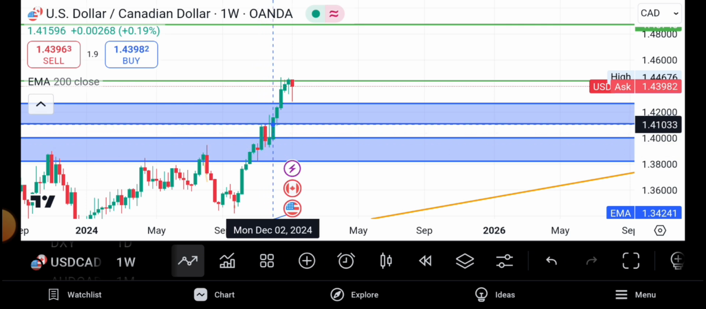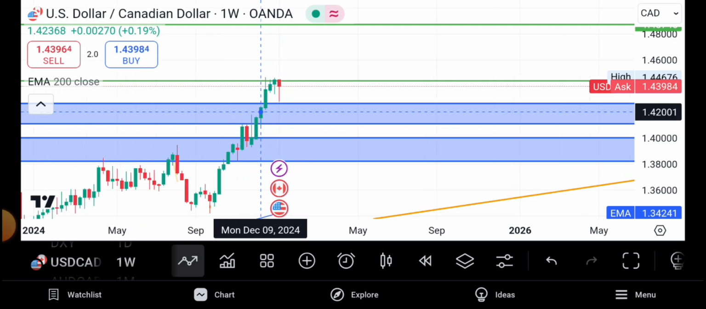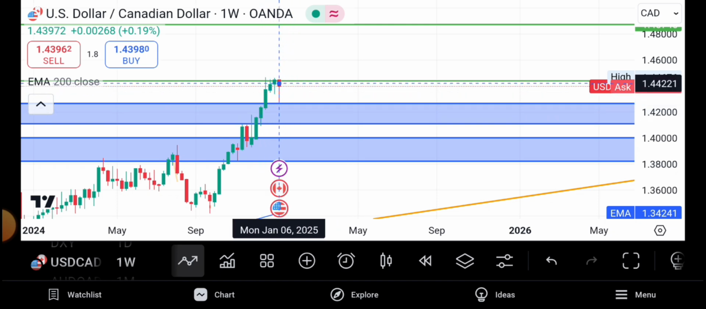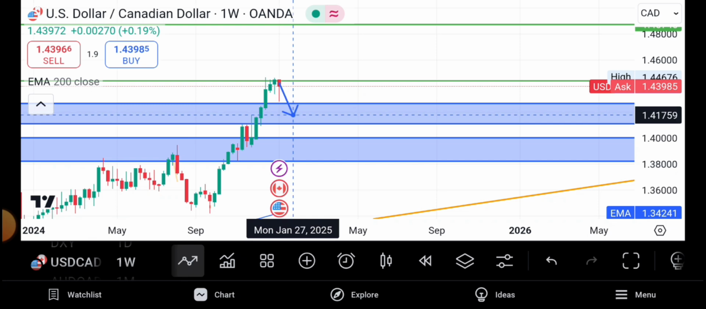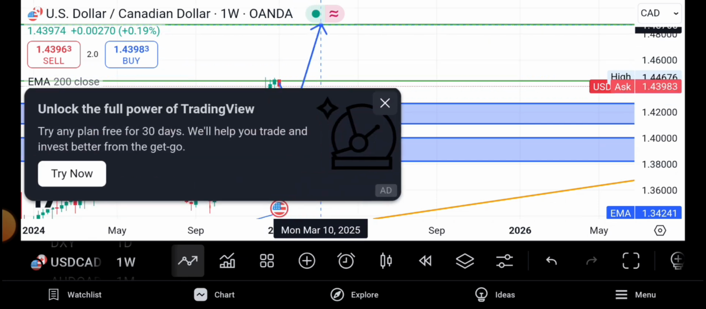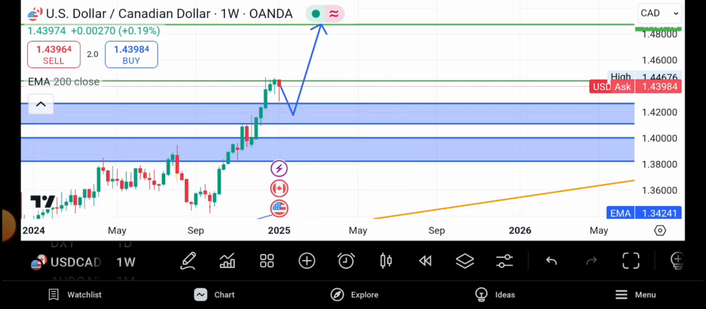But this zone has not been retested. So it means we have a clear fair value gap down below here. We have a weekly clear fair value gap down below here, which can pull the market from this zone up to there, then we move. That is a possibility I can see in the weekly time frame.